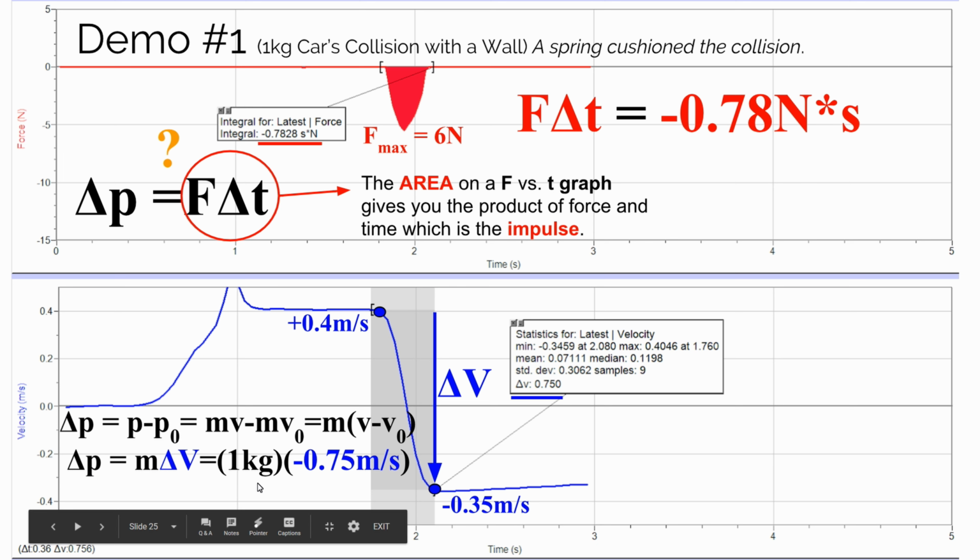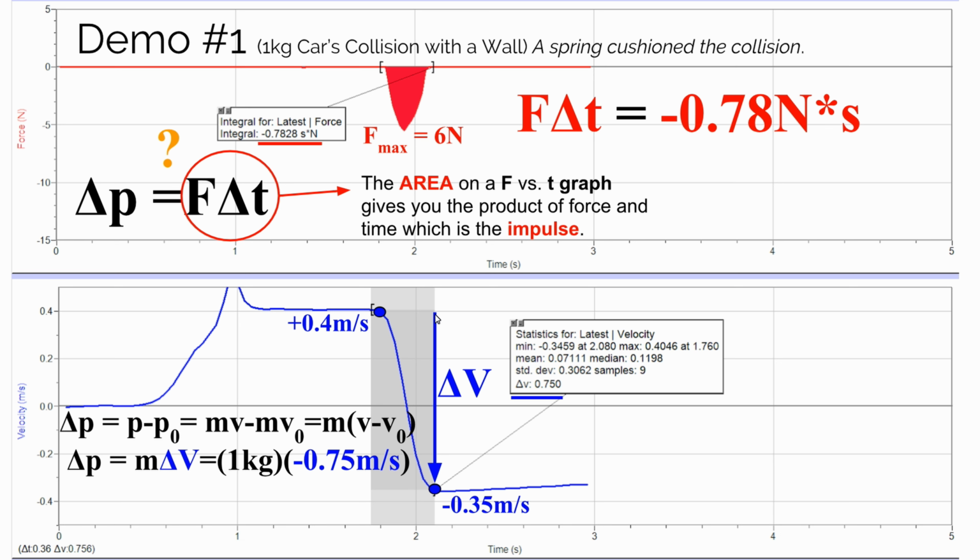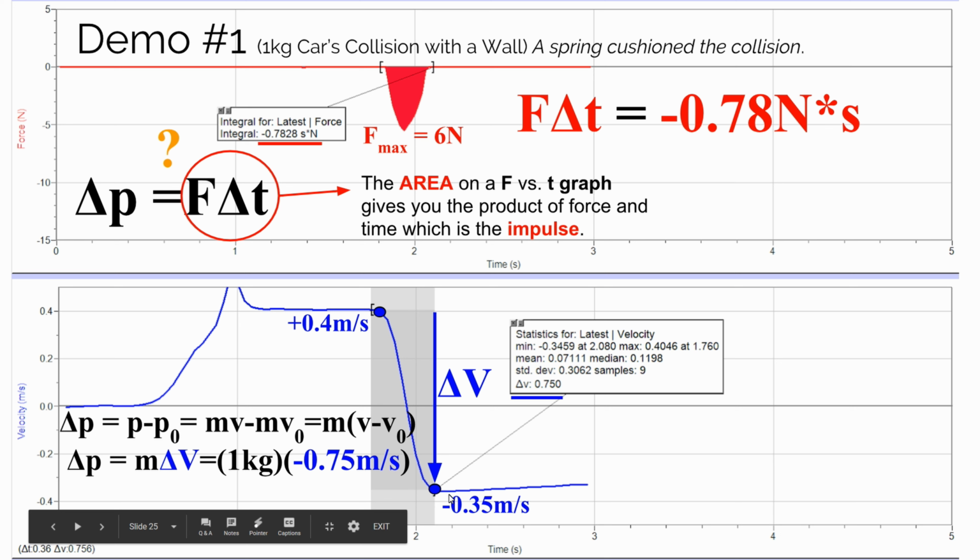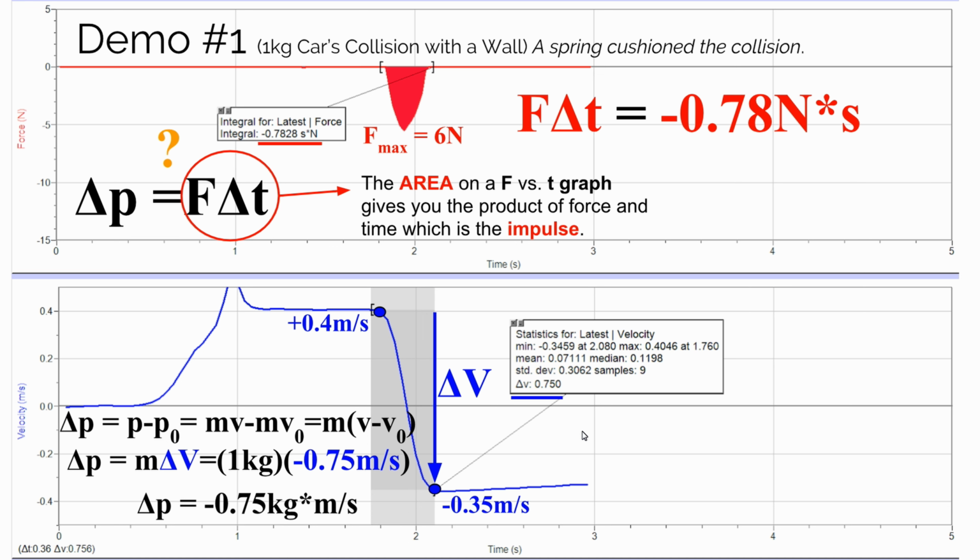The car had a mass of approximately 1 kilogram, and the car went from 0.4 meters per second down to negative 0.35 meters per second. So the change was negative 0.75 meters per second. When we multiply the mass times the change in velocity, we can see that the change in momentum is equal to negative 0.75 kilogram meters per second.